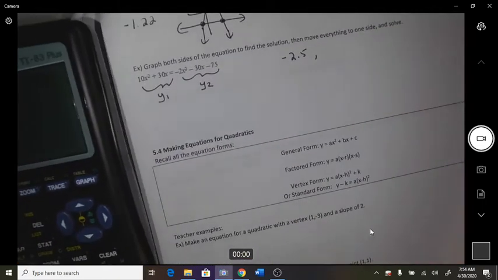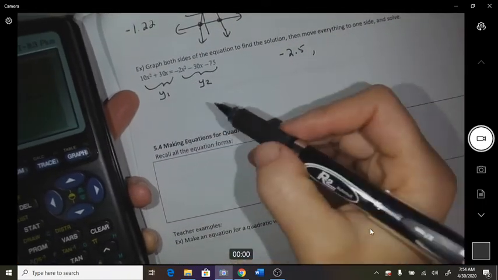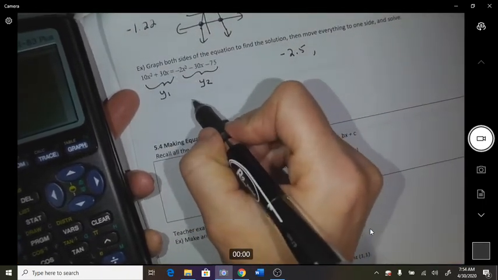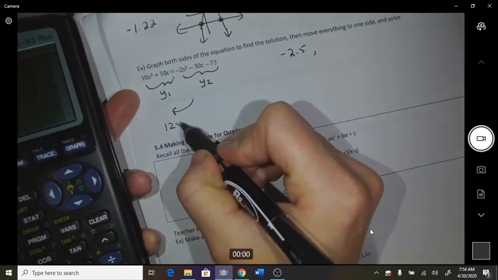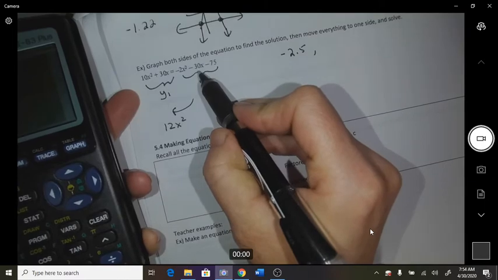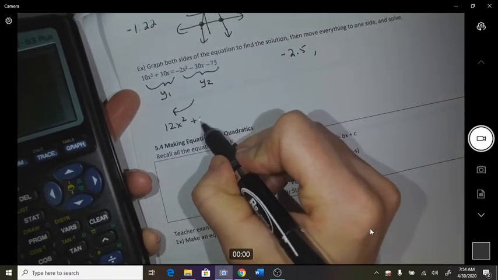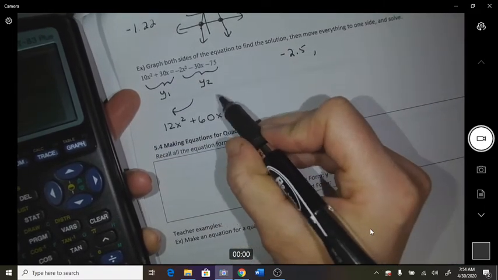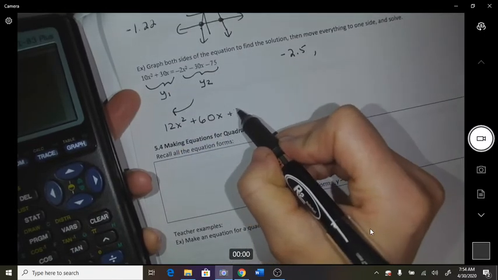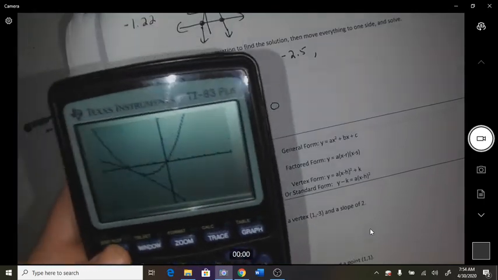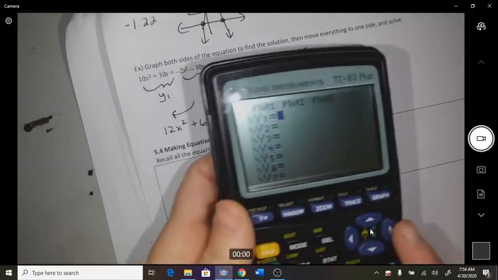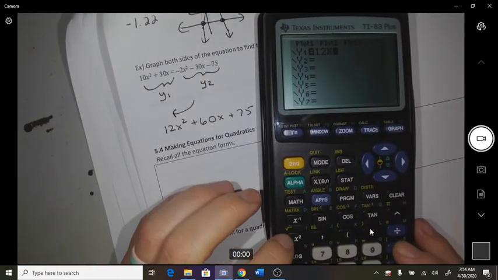Let's check it out. Move everything to one side. So if we move it all to that side, so we would add 2x squared, so 12x squared. We would add 30x and we would add 75. So once we did all that, we would have 0. Okay, so we're going to get those out of there. So 12x squared.